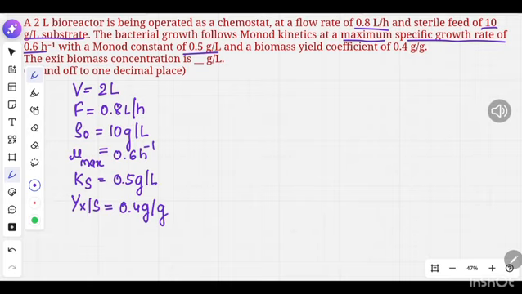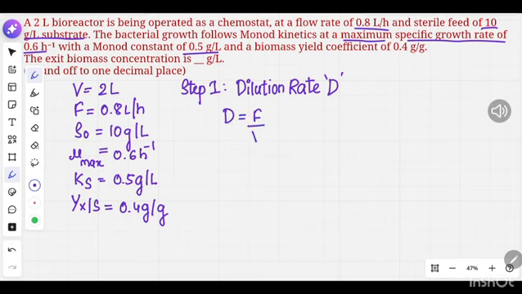Now let us start with step 1, the dilution rate. The question asks us to find the exit biomass concentration. So to get there, we first need to find the dilution rate. That is, D is the dilution rate. We know that dilution rate is simply flow rate divided by the volume.